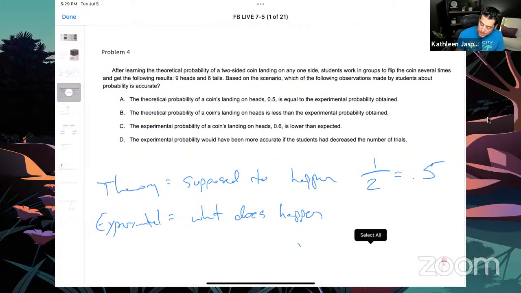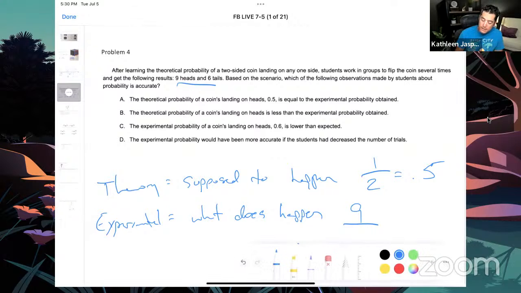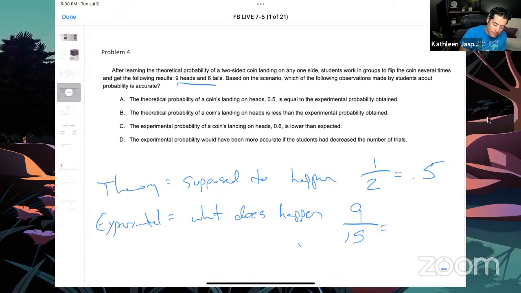So I got 9 heads out of, not 6. Don't put 6. We see this 9 heads, 6 tails. It's 9 out of the total amount. Well, if I had 9 heads and 6 tails, 9 plus 6 is 15. So when I figure that out, 9 divided by 15, I get 0.6. Now, obviously, 0.6 is not 0.5.